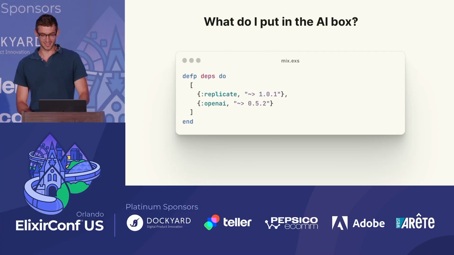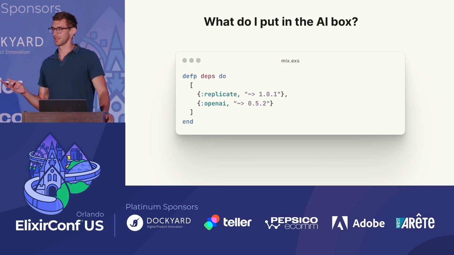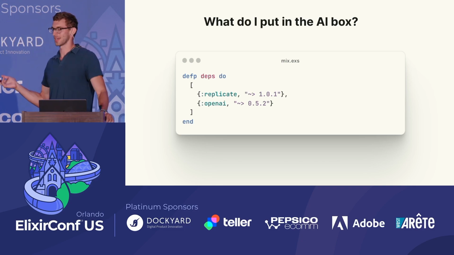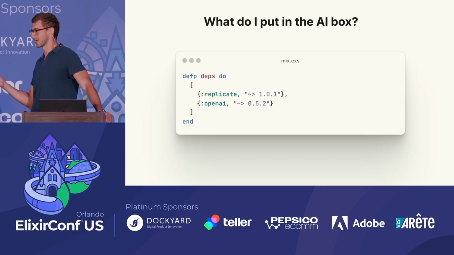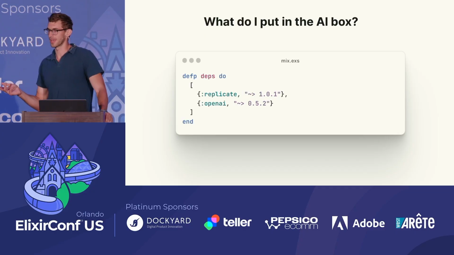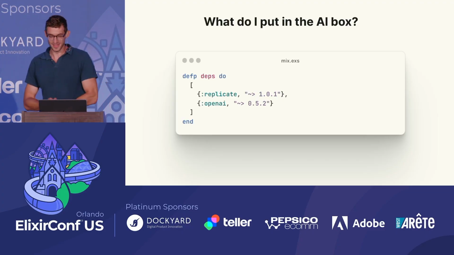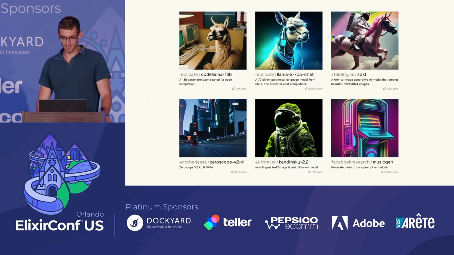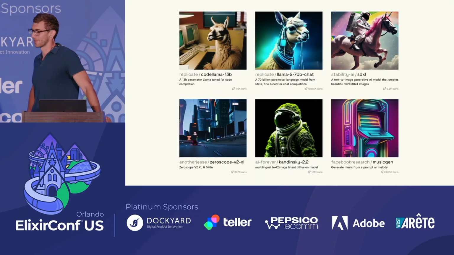To close things out, a couple of things to think about. The first is what should you put in this magic AI box? And these are two dependencies I now always add to my Phoenix projects. I add OpenAI and I add Replicate. I actually wrote the Replicate client, so I'm a fan of it. You can use thousands of open source models using the Replicate client. Here's a few examples from our site.